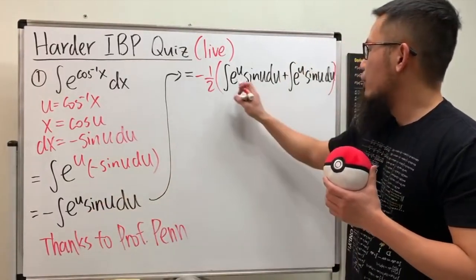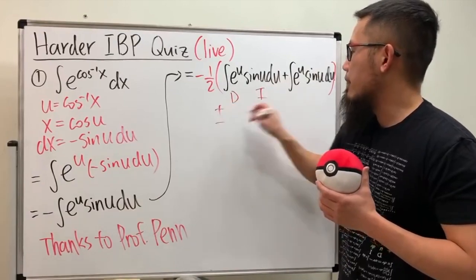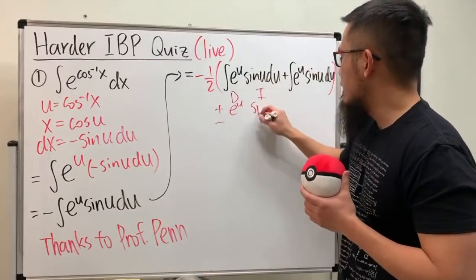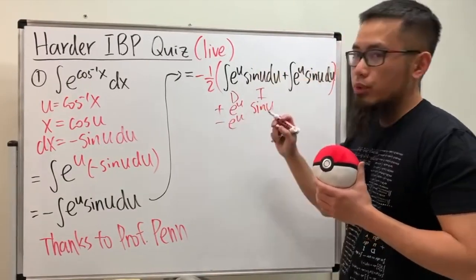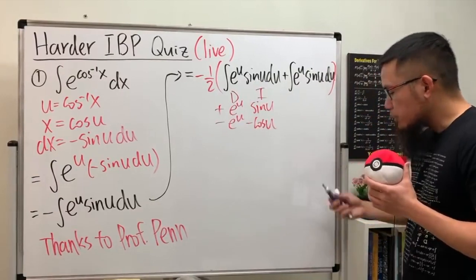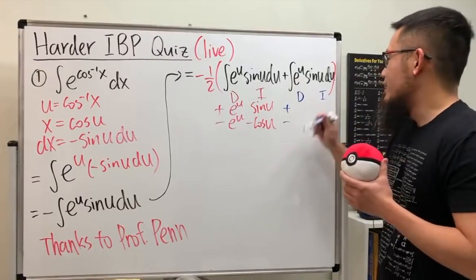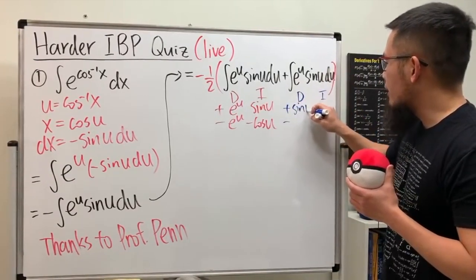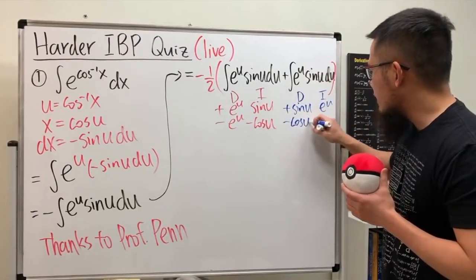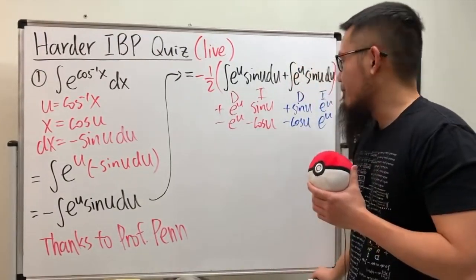Now check this out. For this integral right here, I'm actually going to do the integration by parts, of course the DI method, and we'll just need two rows. For this one, I will differentiate e to the u and integrate sine u, and you will see this is just e to the u, and this right here is going to give us negative cosine u. But for this one, I will differentiate and integrate the other ones. So I will differentiate sine u right here and then integrate e to the u. Differentiating sine u, we get cosine u. Integrating e to the u, we still get e to the u. So that's really nice.